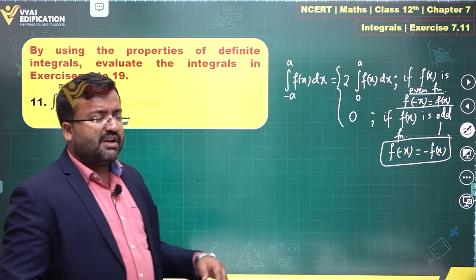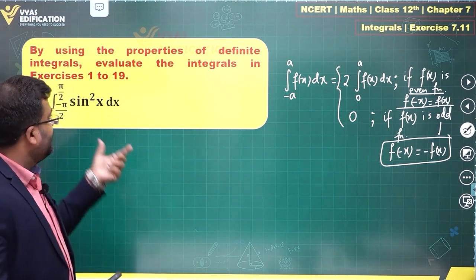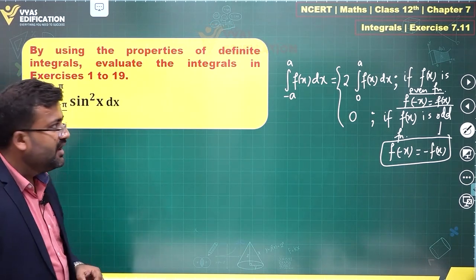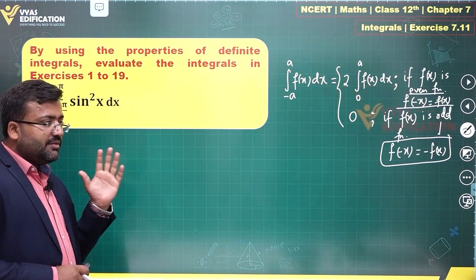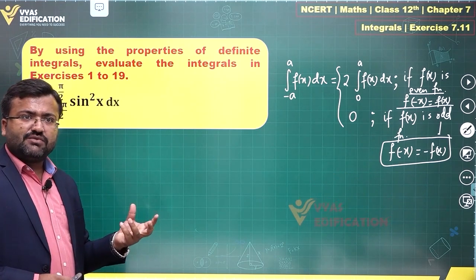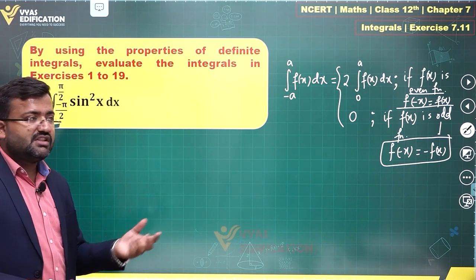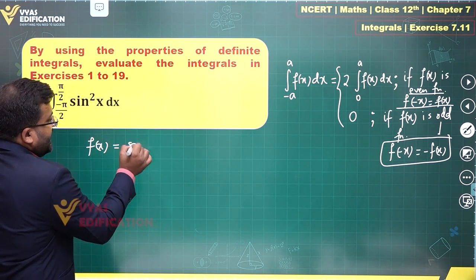So once you're okay with this much, once you see minus pi by 2 to pi by 2, that is minus a to a, check whether the function inside is odd or even. Had there been sine x, it is an odd function because sine of minus x is minus sine x. But sine square of minus x will be minus sine x whole square, which is sine square x again.